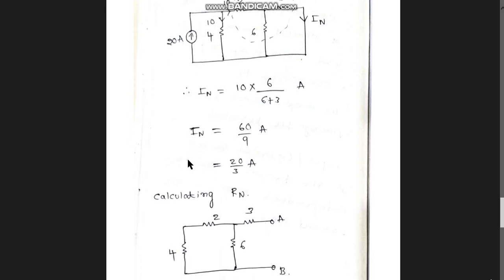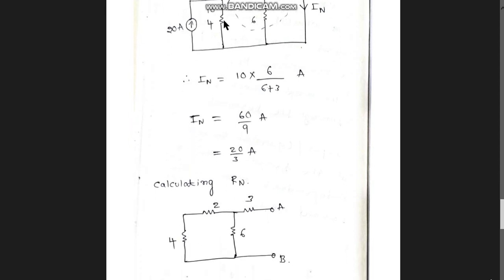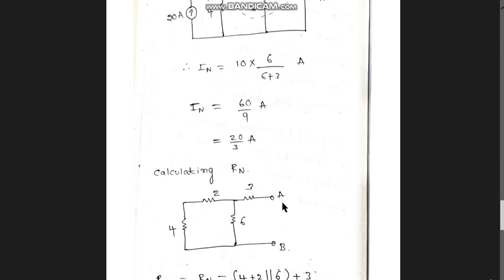Now calculating Rn, what you will do is open circuit this and remove the current source. Removing the source means you are open circuiting it. If it is a voltage source, you have to short circuit it. Since it is a current source, I just removed it. So I am left with this circuit, 4 ohm and then 2 ohm, 6 ohm and 3 ohm, and I have removed the load.